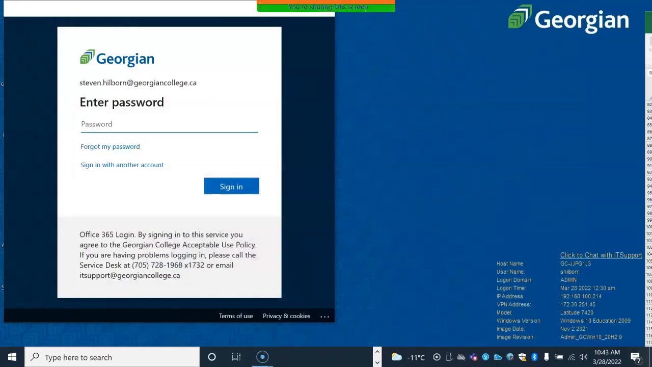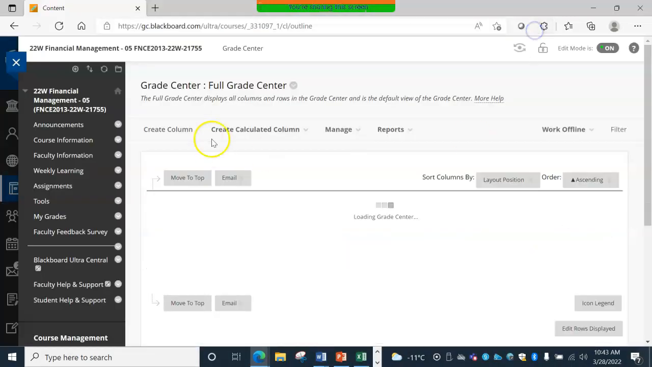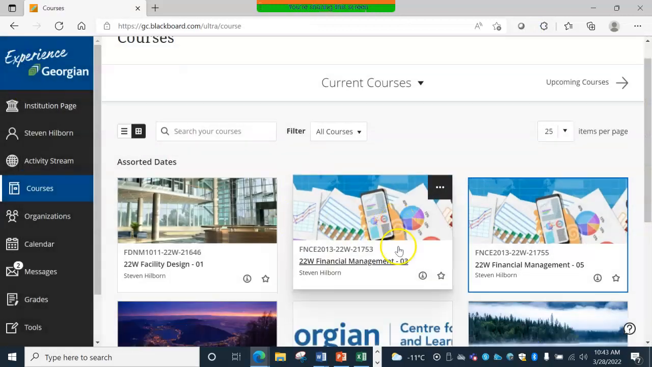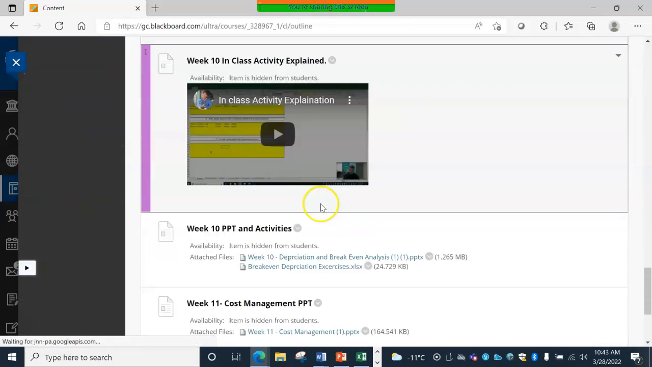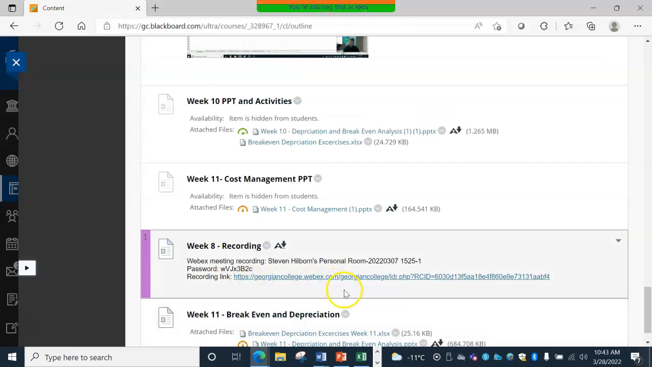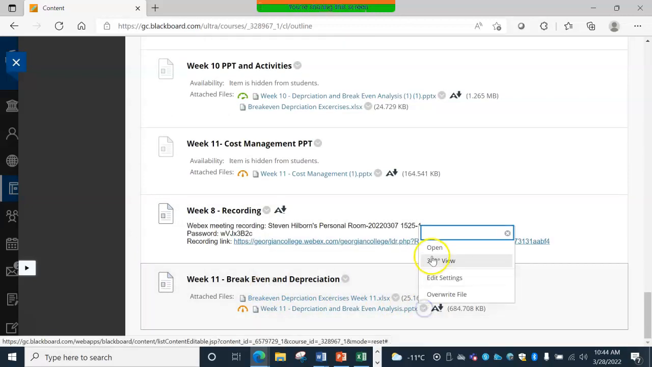Such is life. So that is, in a nutshell, both the content for break-even analysis as well as depreciation. Underneath your weekly learning, there is an in-class activity. You scroll all the way down here. Week 11, break-even, and we have this in-class depreciation break-even analysis.